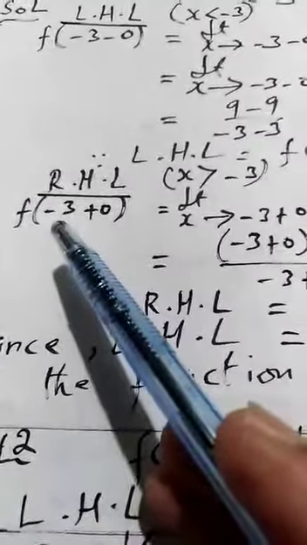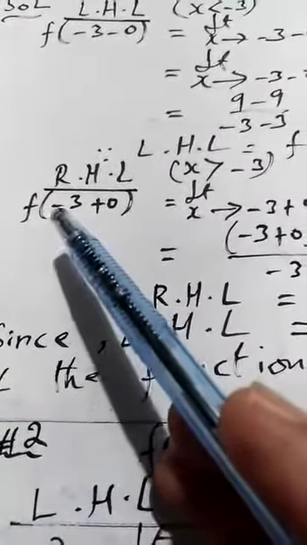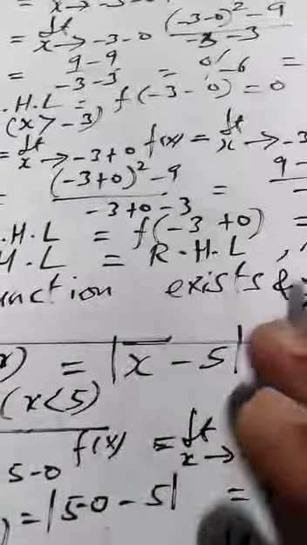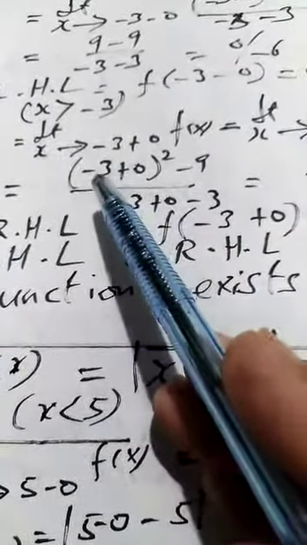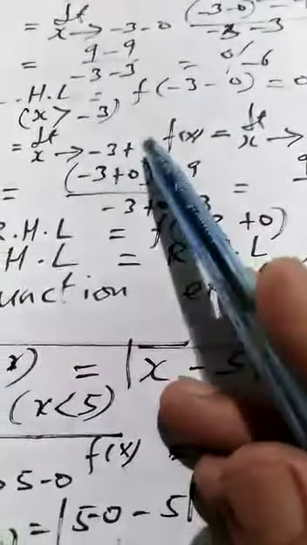Now we write, this is the notation of right hand limit, -3 plus 0, limit x goes to -3 plus 0 f of x, put the value of f of x which is x square minus 9 over x minus 3. Where there is x, here we put the limiting value -3 plus 0, that is 9 minus 9, 0, over -3 plus 0 minus 3, which is -6, equal to 0. So right hand limit is equal to 0, left hand limit equal to 0.